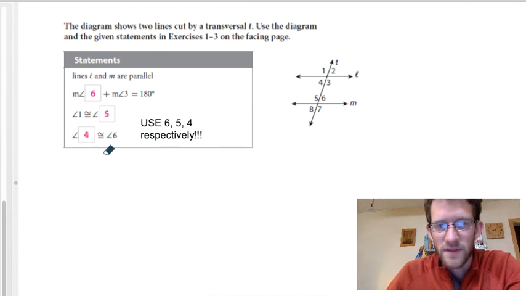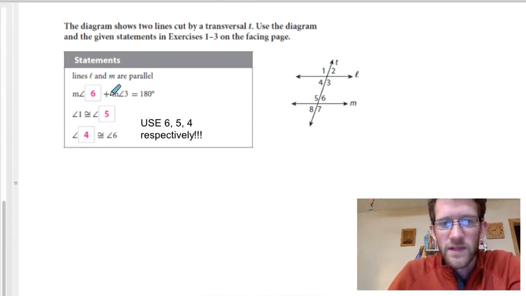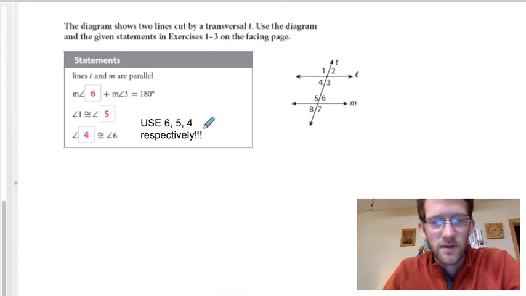Some people got confused on this part, and it isn't really important to the problem, but you need to know these just to do the other problems. So fill this out, and then you're able to do the problems when we get there.